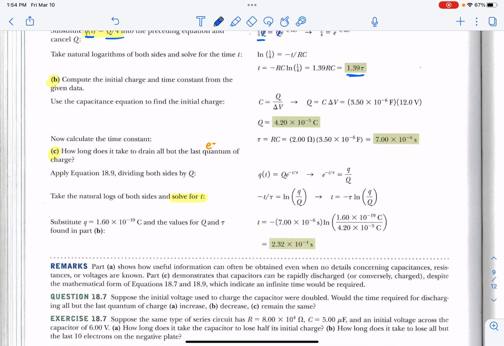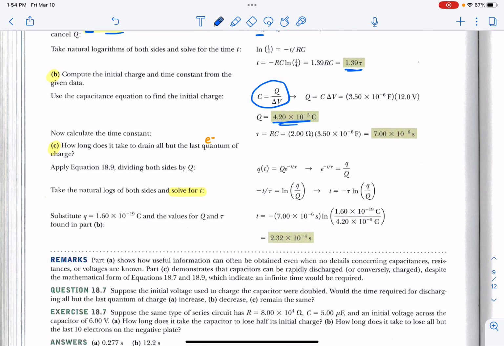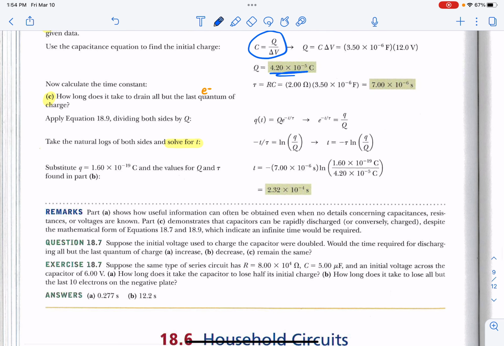Then we can use the definition of capacitance, charge per volt, to find my charge. Now that we know our charge, we can find the value of my time constant by taking the magnitude of the resistance times the magnitude of the capacitance. And now I have the value of my time constant.